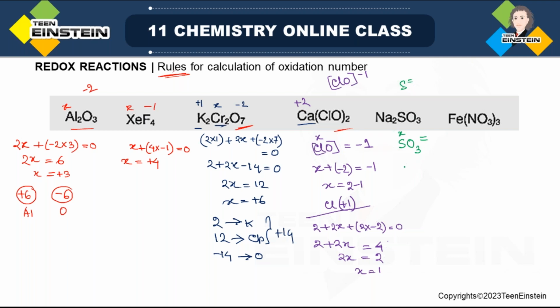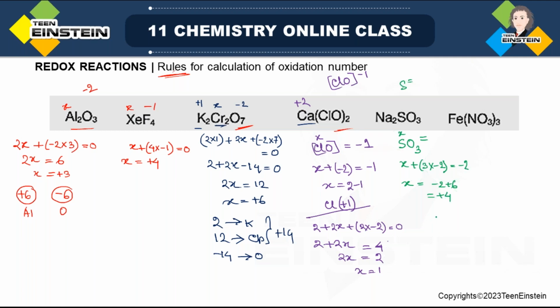For sulfur, suppose it is X. So X plus 3 oxygen atoms, so it will be 3 into minus 2. The overall charge is minus 2. So the oxidation number for sulfur is X equal to minus 2 plus 6. That means it is plus 4.